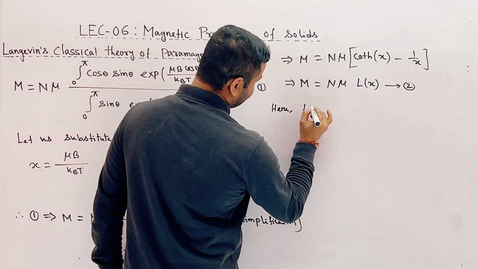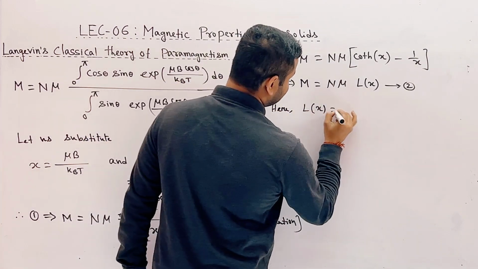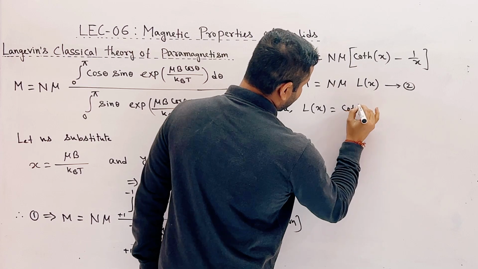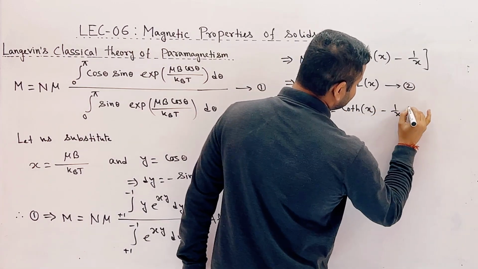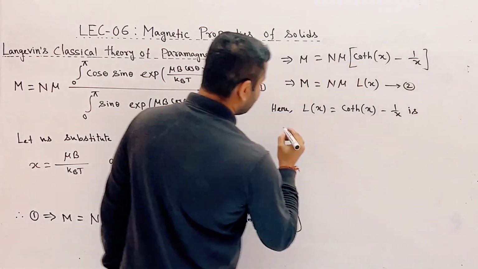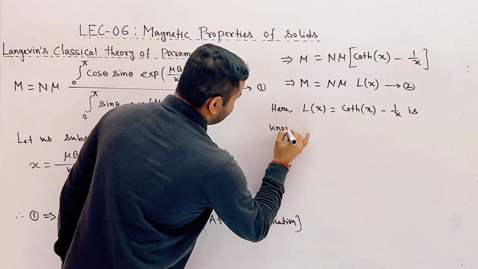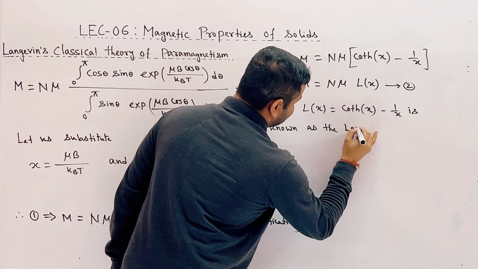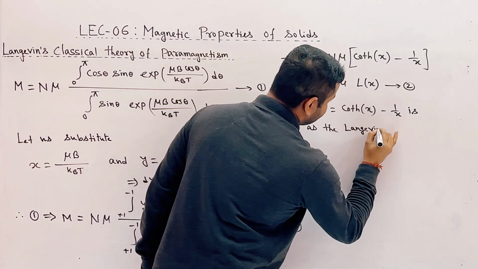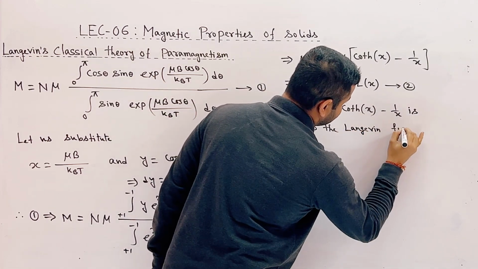Here L(x) is equal to coth x minus 1 by x, which is known as the Langevin function.